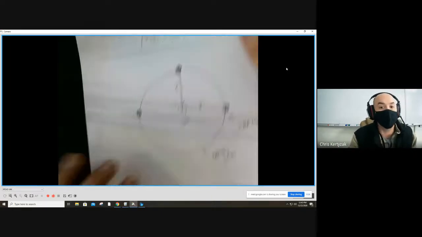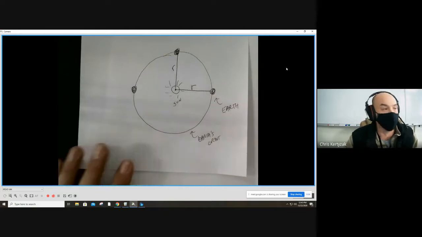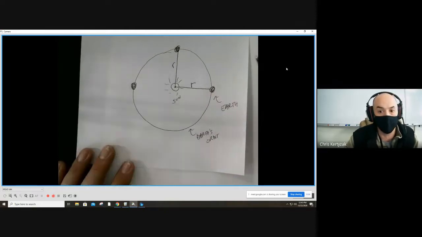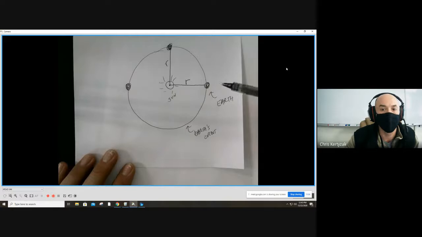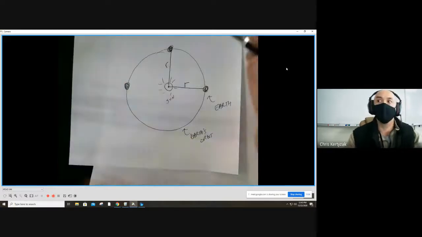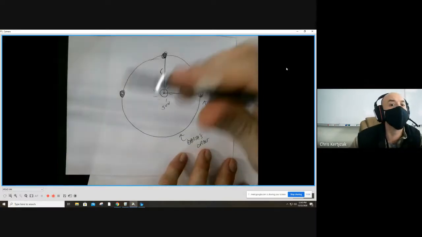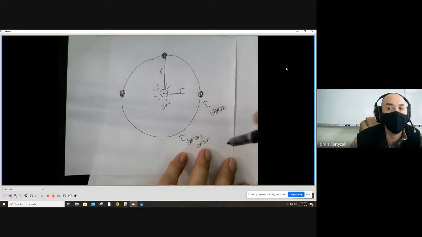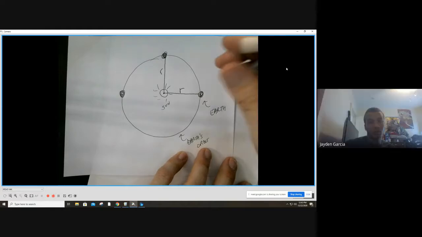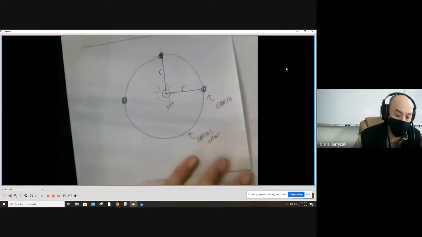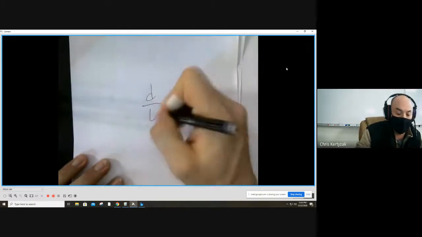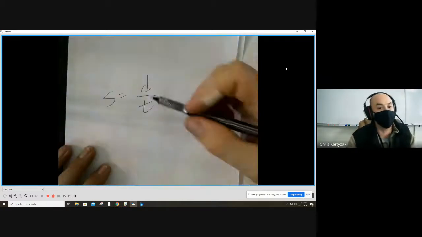So for the Earth, for example, it's about 66,000 miles per hour. It's about the speed of planet Earth that you're on right now. How would you calculate that, by the way? How would you determine the speed of Earth? Distance over time, maybe? Good, absolutely. Jaden said distance over time. Well done. You would use distance over time, just generally speaking.